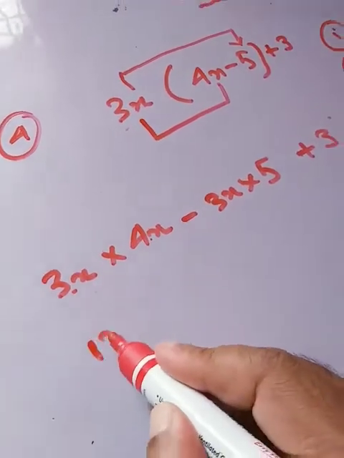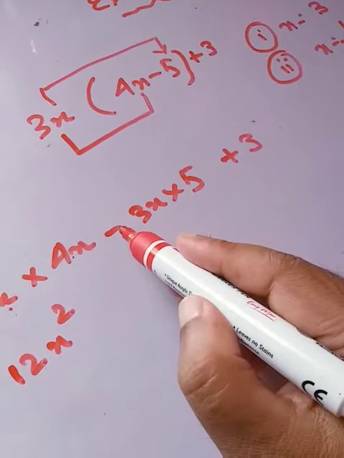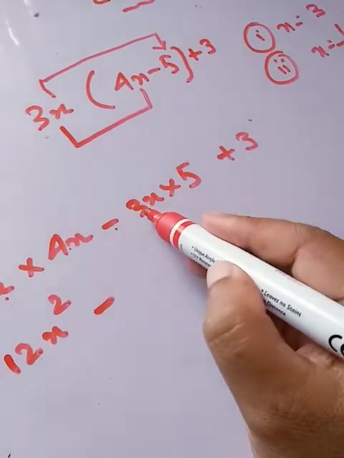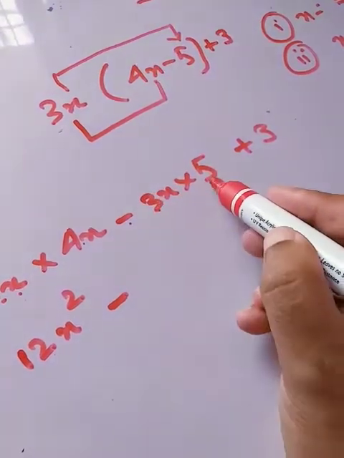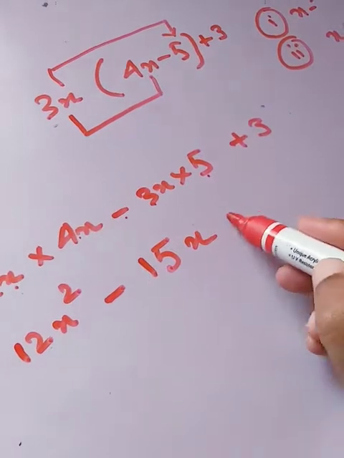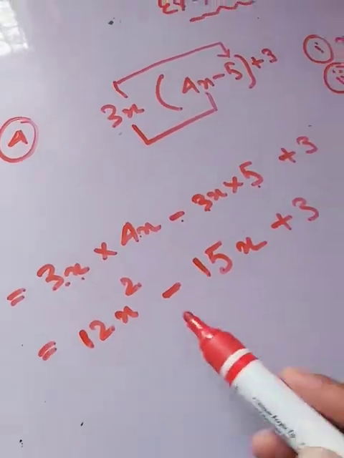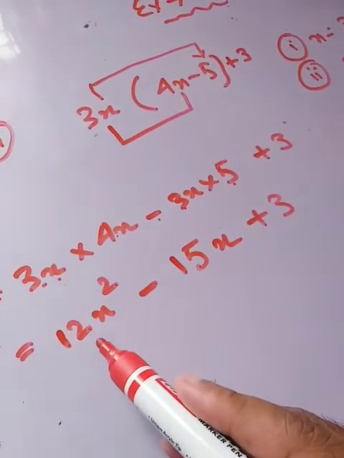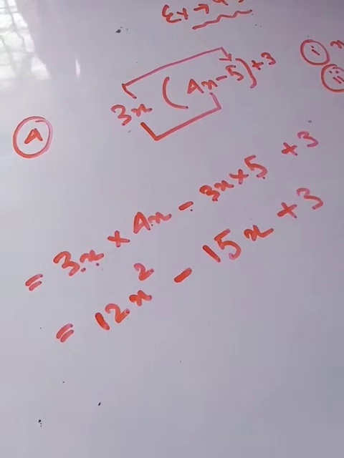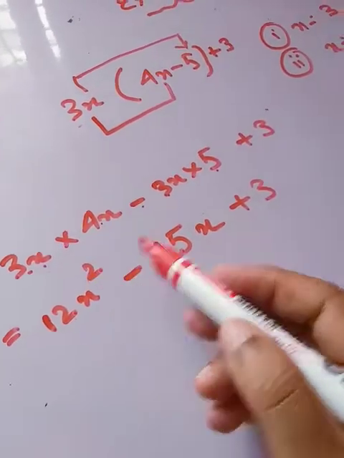3 4s are 12. x into x is what? x square. This term is carrying a minus sign and this term is carrying a plus sign, so minus. Now we'll multiply the number. 3 5s are 15 and only one x is there, so we'll write 15x plus 3. Okay, anything more we can do? No, because there are no like terms. So we cannot add, we cannot subtract, because addition and subtraction can only be done among the like terms. So there are no like terms.